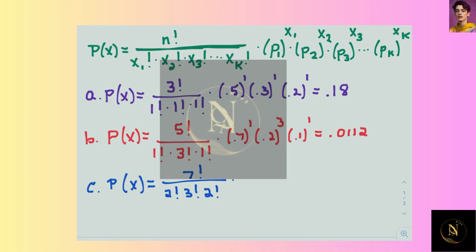And then the corresponding probabilities. p sub 1 is 0.4 raised to the x sub 1 power. p sub 2 is 0.5 raised to the x sub 2 power. And p sub 3 is 0.1 raised to the x sub 3 power. And if you calculate that using your calculator, you should get an answer of 0.042. So that is how we use the multinomial formula for probabilities.